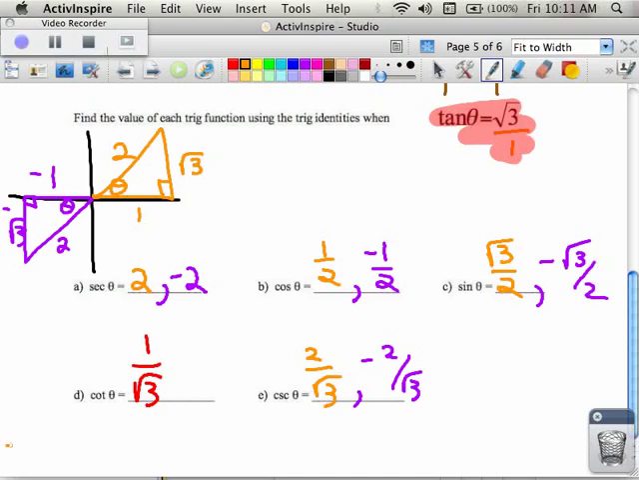So the big idea here is to understand that from our unit circle, depending on which quadrant you're in, you may have different answers. So if they tell you something like the tangent, the sine, and the cosine is a certain value, it's that value in 2 quadrants. Be ready to find both answers.